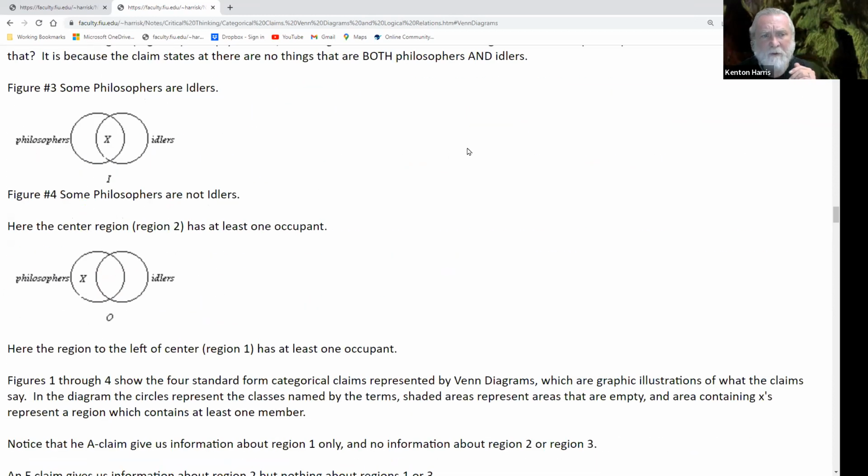Now let's move on to the I claim, the particular affirmative claim. Some philosophers are idlers. Very good. So what does that mean? There is at least one thing that is both a member of the subject class and a member of the predicate class. Are there any philosophers that are not idlers? The diagram doesn't tell us. Are there any idlers that are not philosophers? The diagram doesn't tell us. The diagram only tells us what the statement tells us, and the statement merely asserts that there is at least one thing that is both a philosopher and an idler.